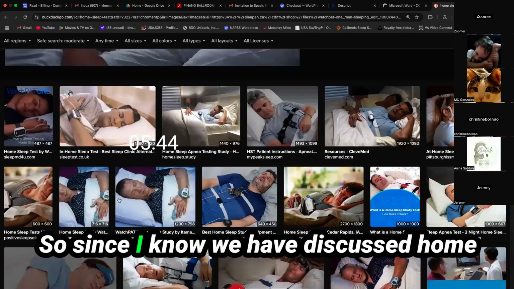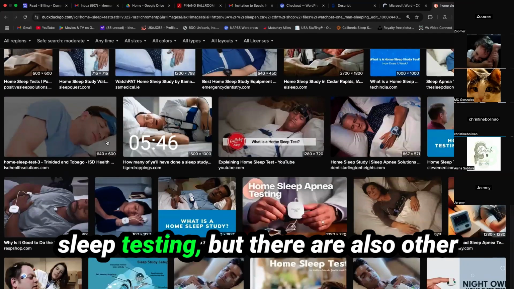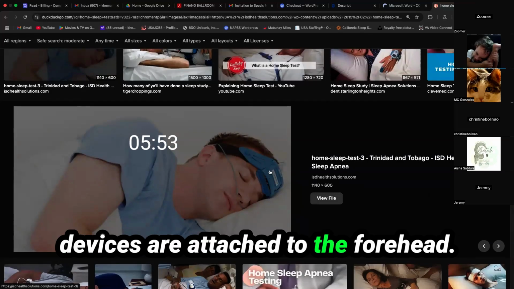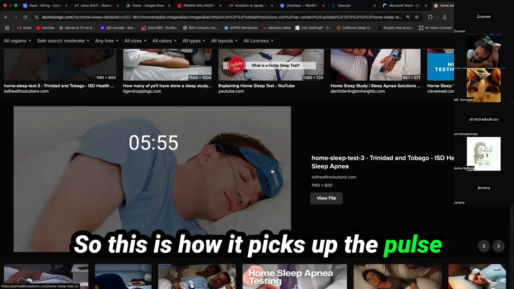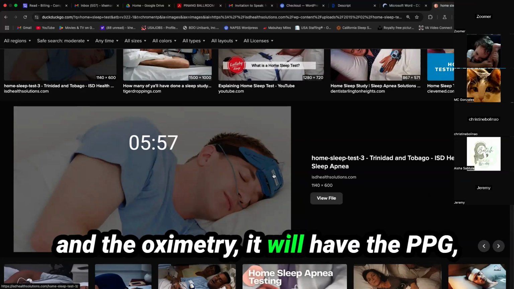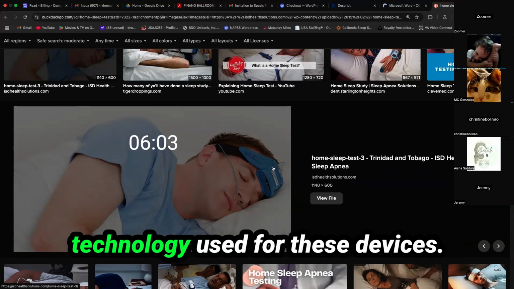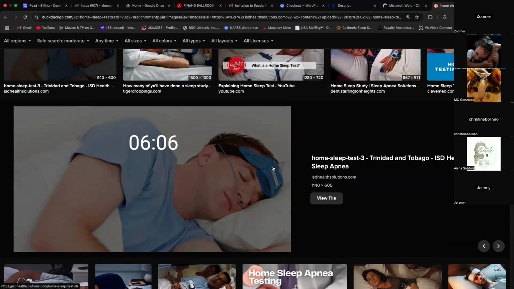Since I know we have discussed home sleep testing, but there are also other types of home sleep testing where the devices are attached to the forehead. This is how it picks up the pulse and the oximetry. It will have the PPG, photoplethysmograph, okay, PPG. That's the technology used for these devices.